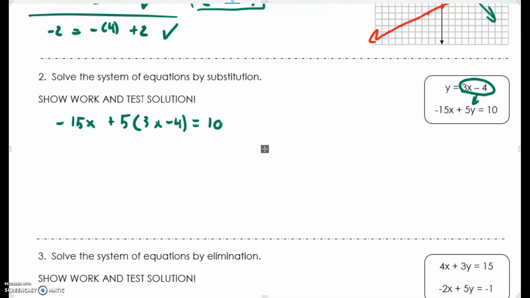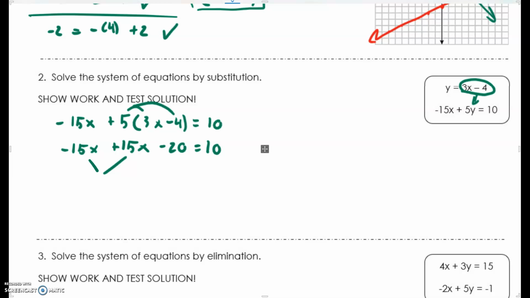Alright, I plugged it in. Now I need to solve for x. Okay, distribute. 5 times 3 is 15. 5 times -4 is -20. Okay, keep solving. Now when I put my x terms together, they're eliminating, they're crossing out, and I'm left with just -20 is equal to 10.